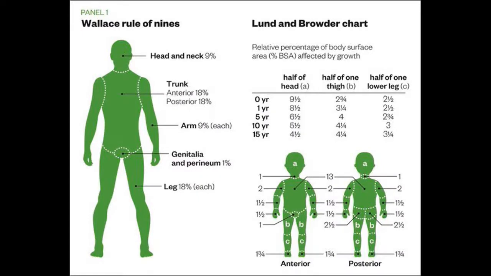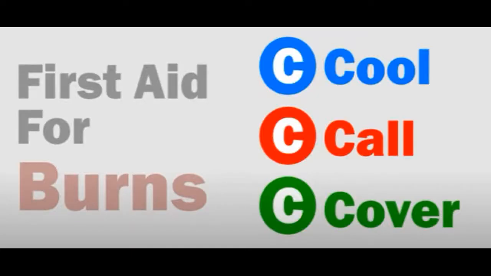Severity of burns depends on the percentage of total body surface area of each body part and its difference between adults and children. You can see the diagram here to differentiate. First aid for burns mainly has three C's, which are cool, call, and cover. These are mainly for first degree and second degree superficial partial thickness burns, which can be managed at home with or without medication.